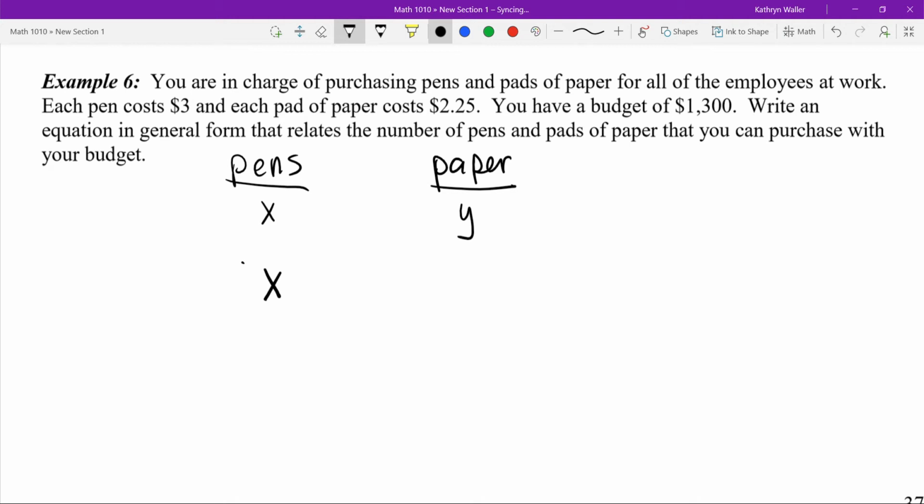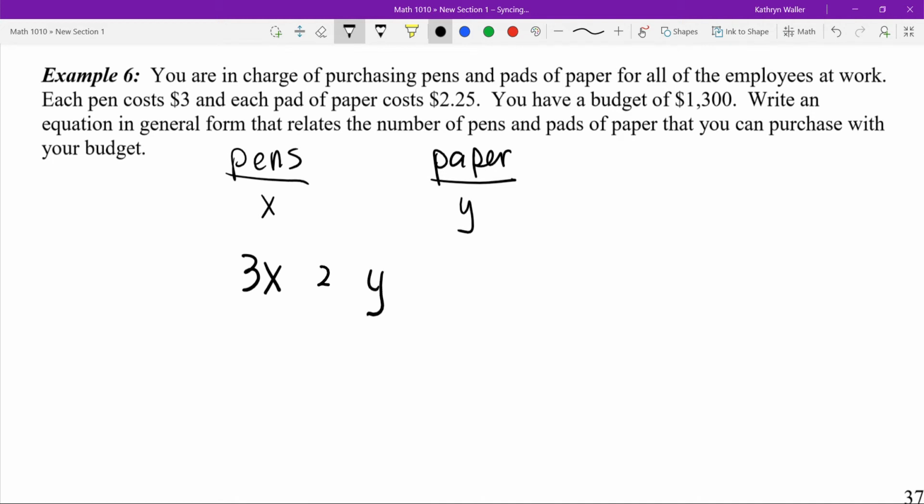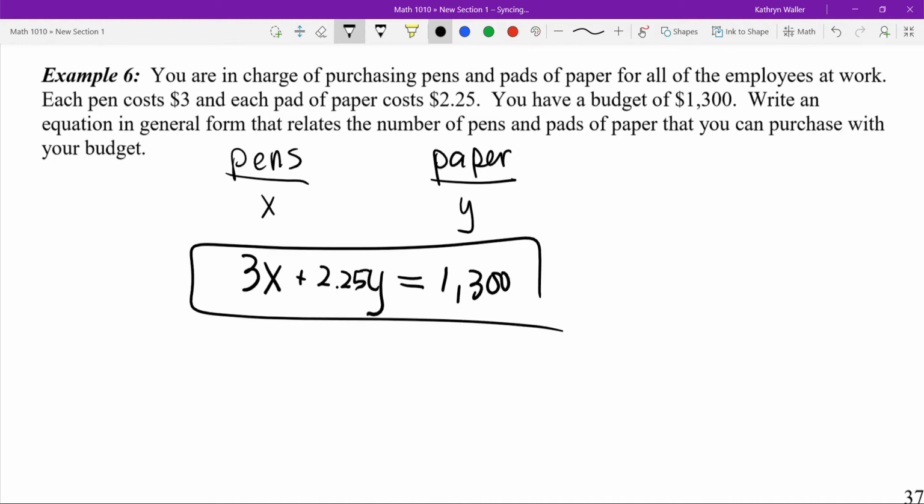Multiply it by 3. Yeah, let's do the same thing for paper. So I'm going to take the number of pads of paper that I'm going to buy, multiply it by the cost of the paper, which is $2.25. To get the total amount, tell me what I do to those 2 things. Add them together. And how much money should that be equal to? I want to spend my exact amount that I have. $1,300. Yeah, that's it. And that's in general form.